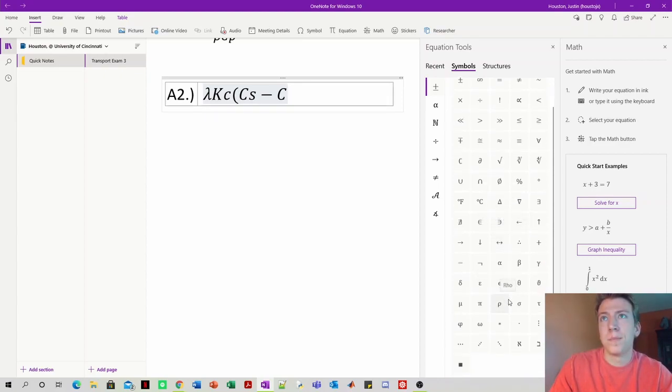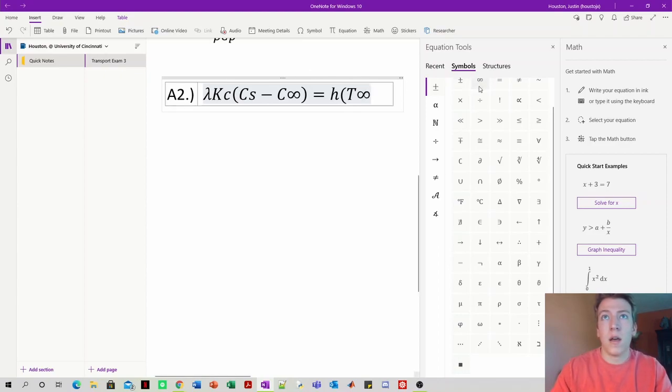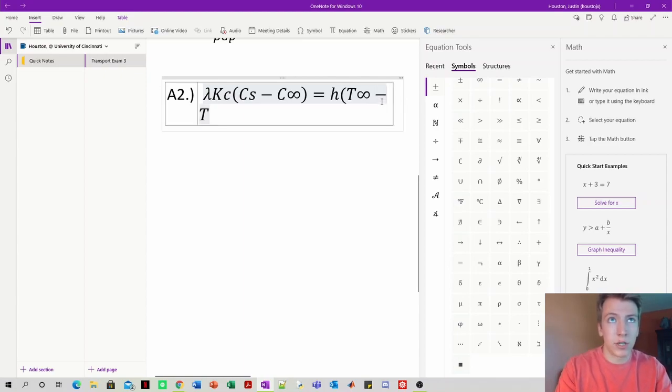There it is. And then this is all going to be equal to lowercase h, which is the heat transfer coefficient times temperature far away from the surface, that is, and then temperature at the surface there. And let me elongate this a little more.